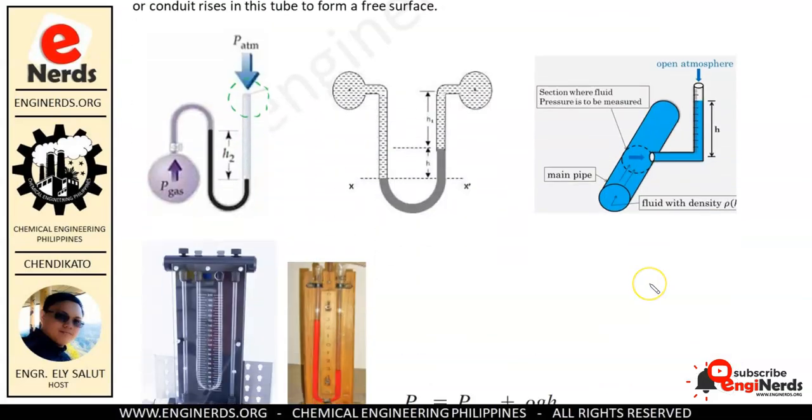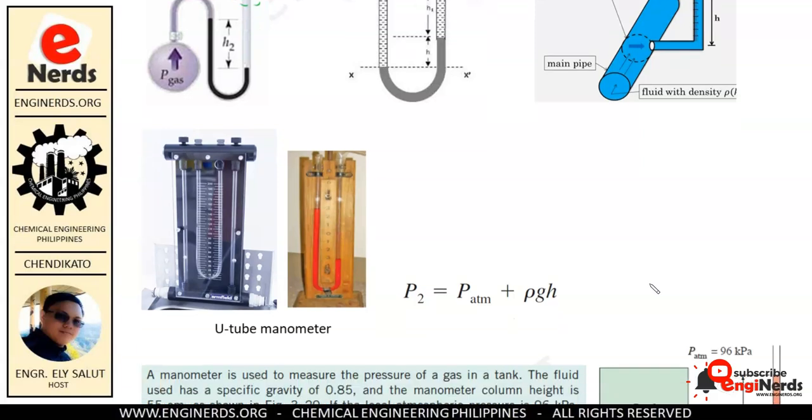Okay, so now in order to visualize what a U-tube manometer looks like, we have here an example of a U-tube manometer. And when we are solving for pressure using a manometer, we will be using this equation right here. So better to take note of this equation.